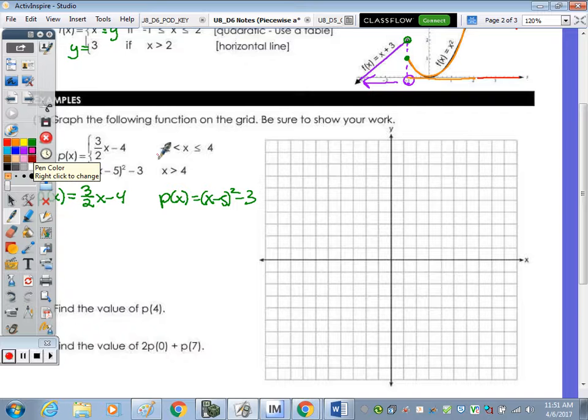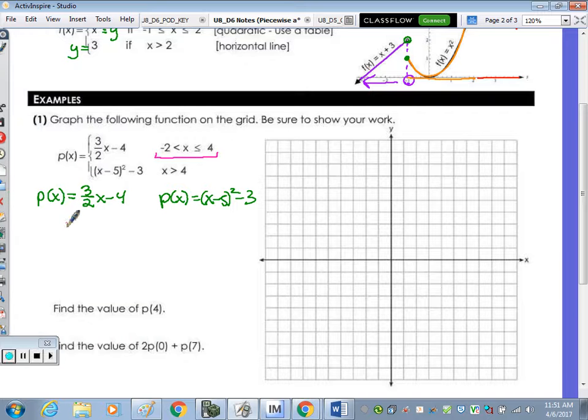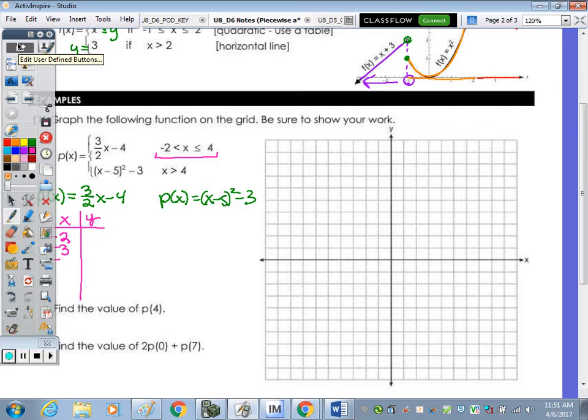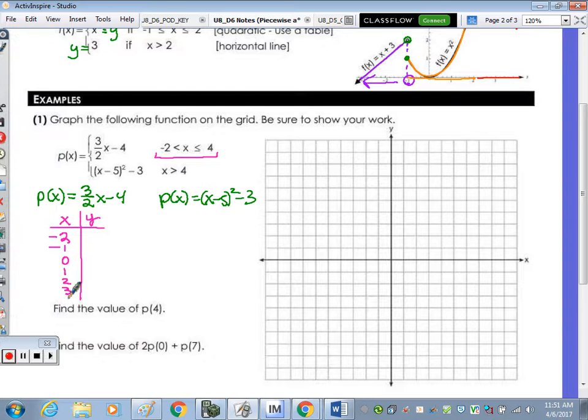So for the linear, we have to use x values from -2 to 4. So you can go to your calculator, and we're looking for x values of -2, -1, 0, 1, 2, 3, and 4. And those values are: -2 gives -7, -1 gives -5.5, 0 gives -4, 1 gives -2.5, 2 gives -1, 3 gives 0.5, and 4 gives 2.